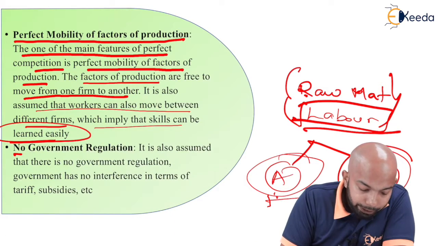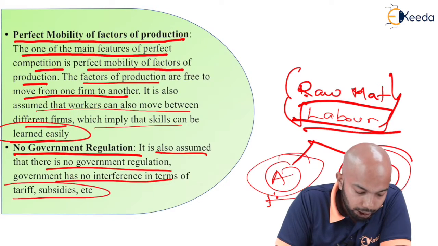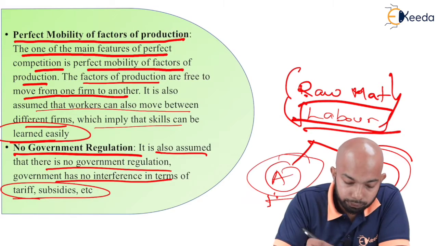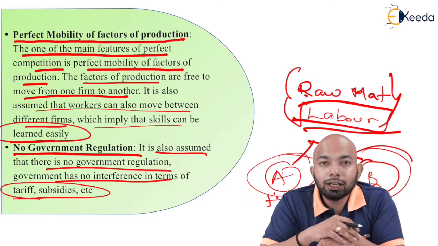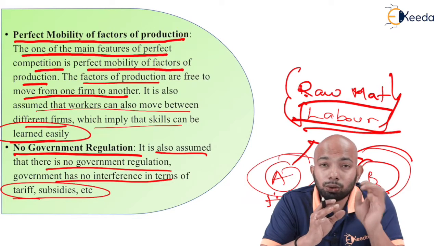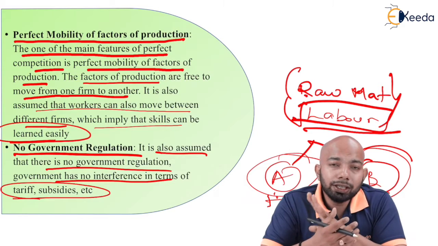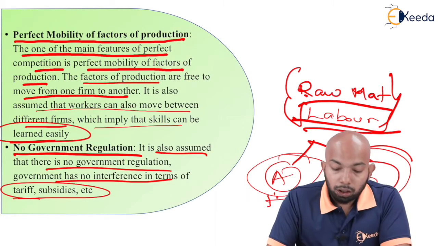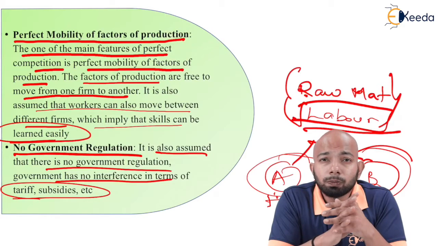Now, no government regulation is another feature. It is also assumed that there is no government regulation. Government has no interference in terms of tariffs and subsidies, etc. When we are talking about perfect competition, government doesn't intervene in this kind of market competition. There is no tariff, no subsidies, or no intervention related to all these things here. Hence, government is completely out of this. So, all these features that we have studied are the main features of perfect competition.